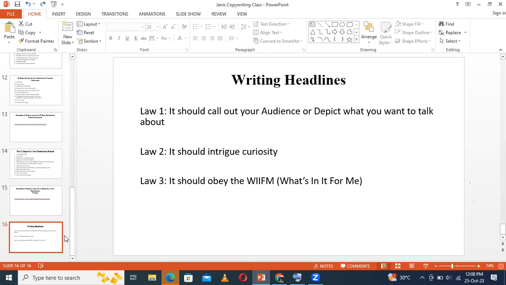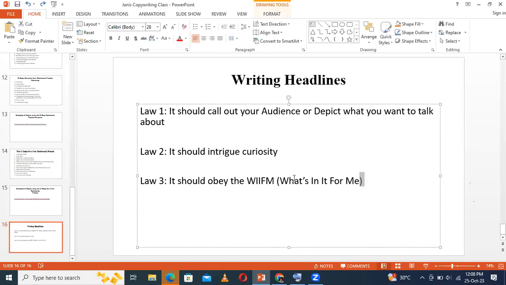So there are 3 laws you obey when you want to write headlines. Not compulsory. This last law, you don't need to obey it sometimes.